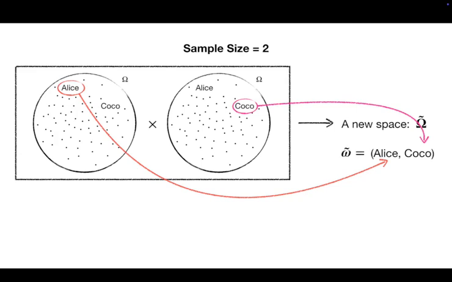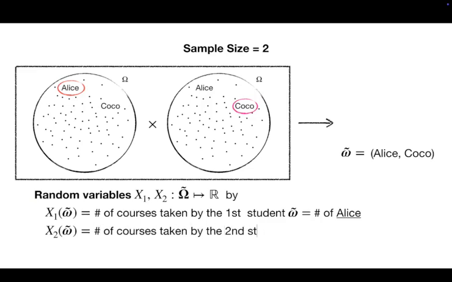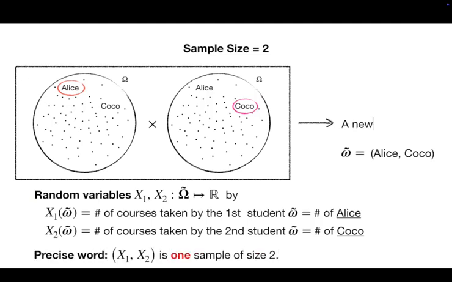Then we can define our random variables X1 and X2 for a small omega tilde in the new space as follows. X1 is the number of courses taken by the first student in omega tilde, which is Alice. And X2 is the number of courses taken by the second student in omega tilde, which is Coco. And we call this pair, X1, X2, one sample from the population because only one small omega tilde is sampled, and its size is 2.